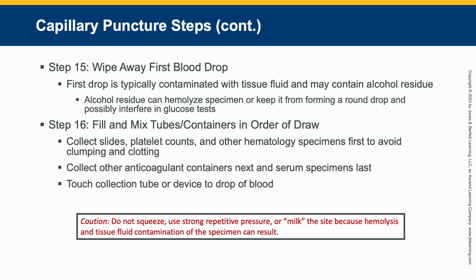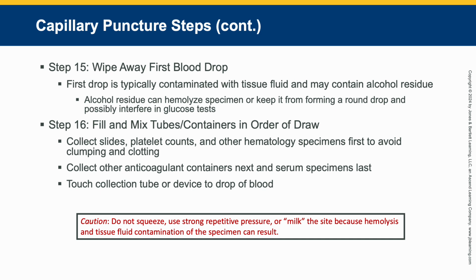Platelet counts and other hematology specimens first to avoid any clumping and clotting. Okay, so collect slides, platelets, and anything hematology, so anything in that purple top first. Then collect any other anticoagulant containers, and your serum specimens are last, like your red and yellows are last.